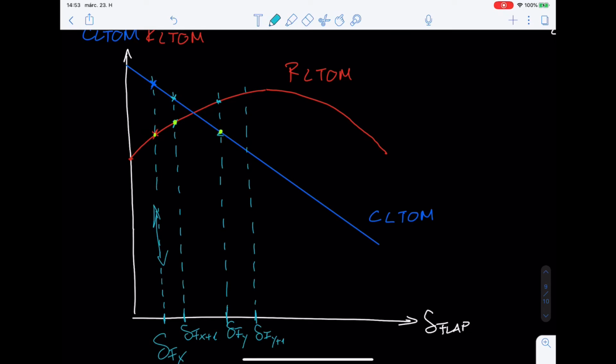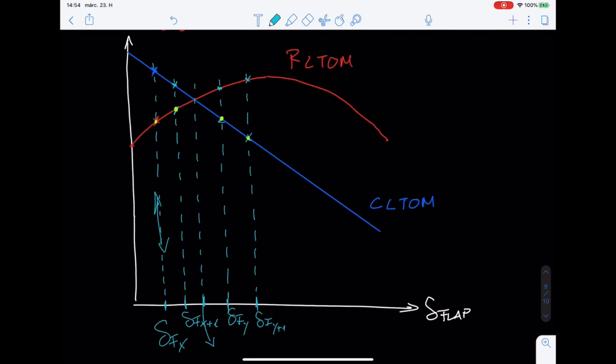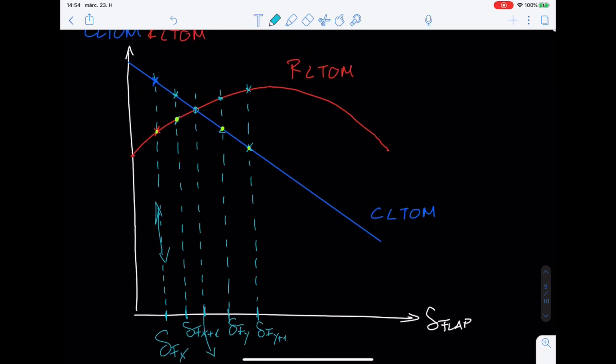I have the runway limited takeoff mass, let's use this color instead. From above I have the runway limited takeoff mass and the climb limited takeoff mass, and of course the lower one is going to be my limitation. And what's going to happen at this point, and I'm not going to give it a name for the flap setting just yet, is that the runway limited takeoff mass is exactly equal to the climb limited takeoff mass, and this is going to be our performance limited takeoff mass.